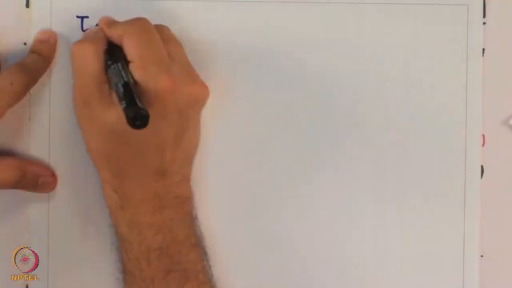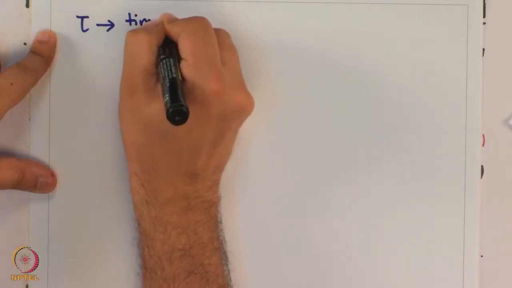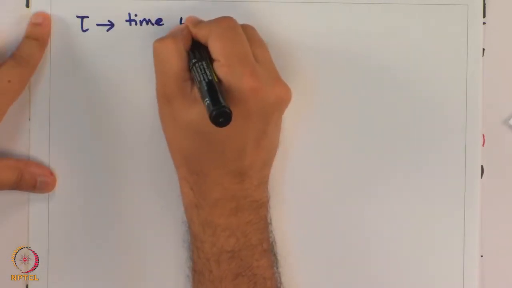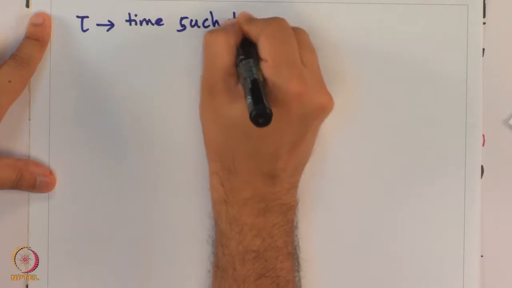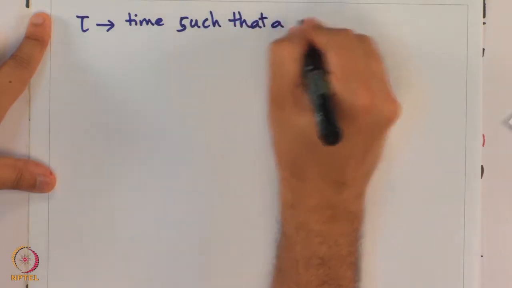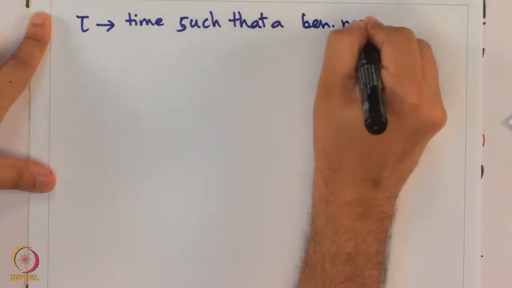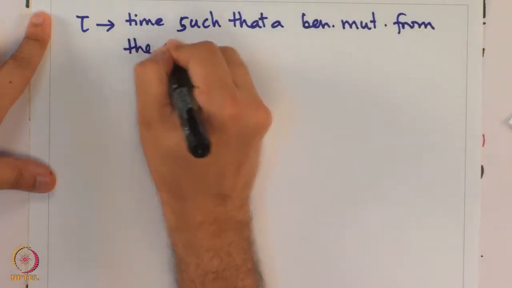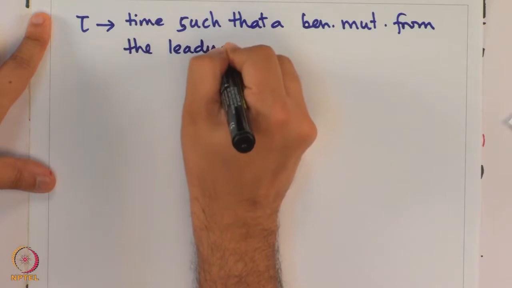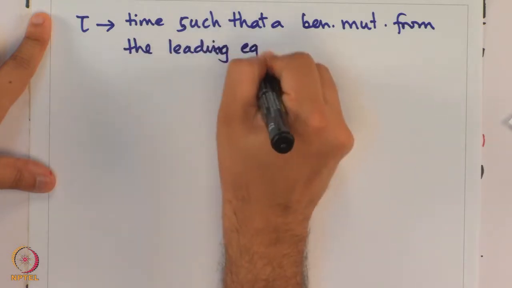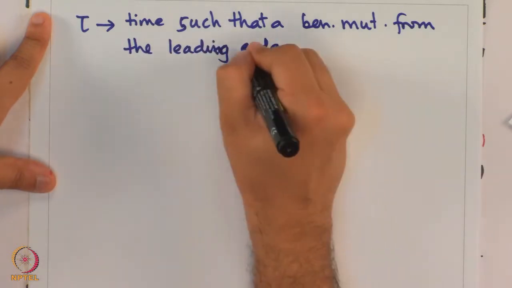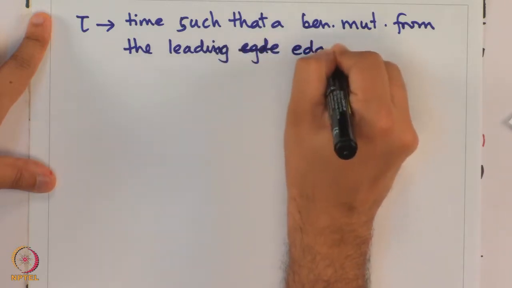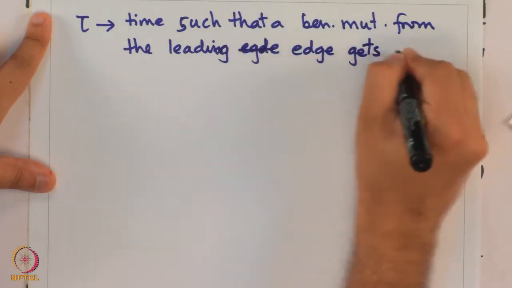So, how do we estimate this tau? Again, tau is the time such that a beneficial mutation from the leading edge gets established.